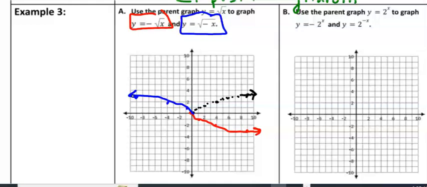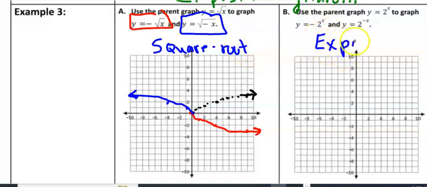B. So this one here was the square root, correct? Isn't this an exponential? Weren't you guys supposed to memorize these? And remember, with the exponential, we're always going to use y equals 2 to the x, correct? We're not going to use y equals 5 to the x or 1/2 to the x. We're going to use 2 to the x every time. Okay. All right, so let's go back to our Desmos.